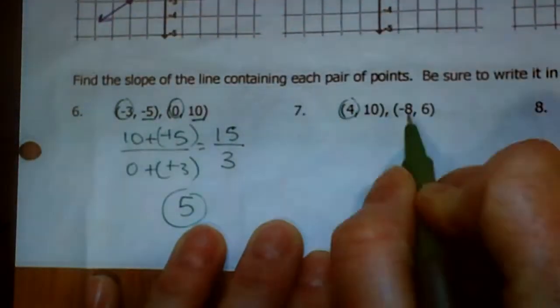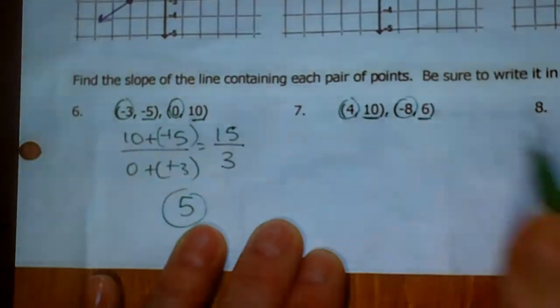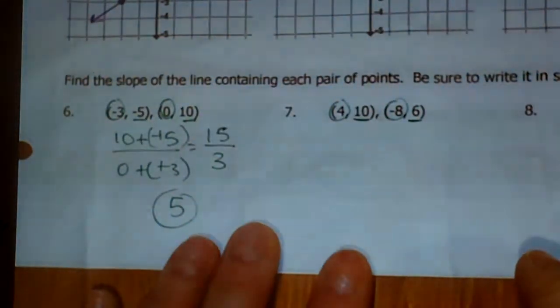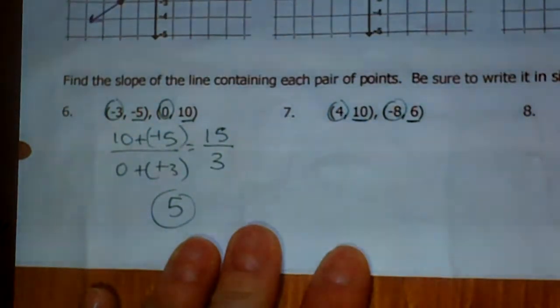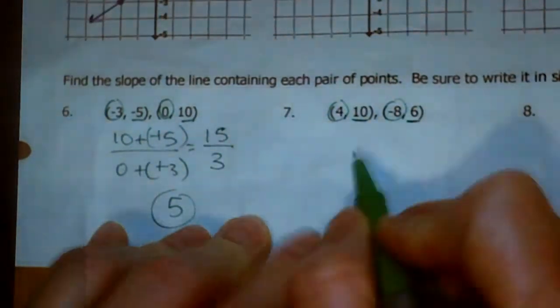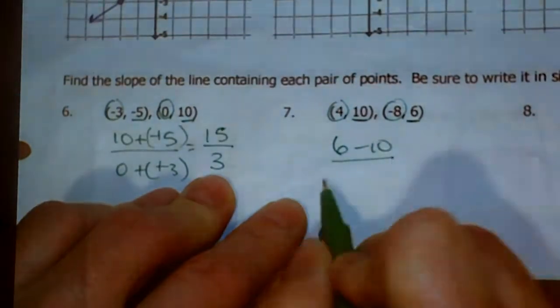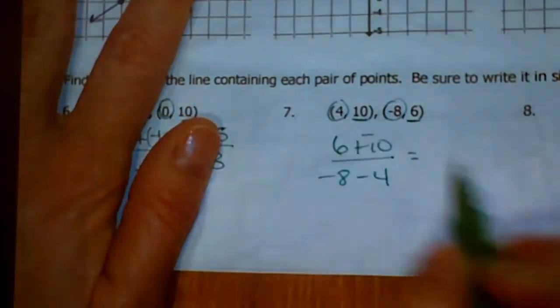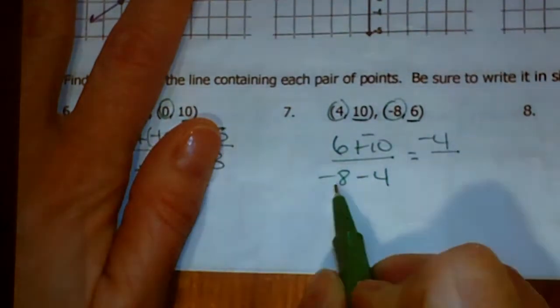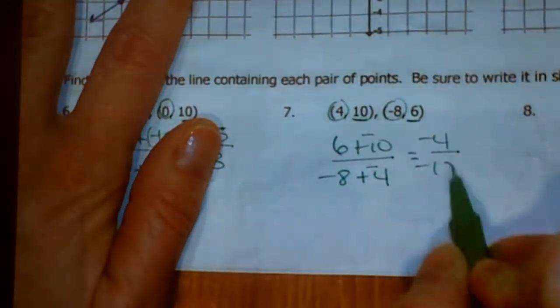For number 7, and again, I like to distinguish between what's what, so I know what goes with each other. So I circled my x's and underlined the y's, whatever floats your boat. So y2 minus y1 over x2 minus x1. 6 minus 10, or 6 plus -10, is -4. -8 plus -4 is -12.